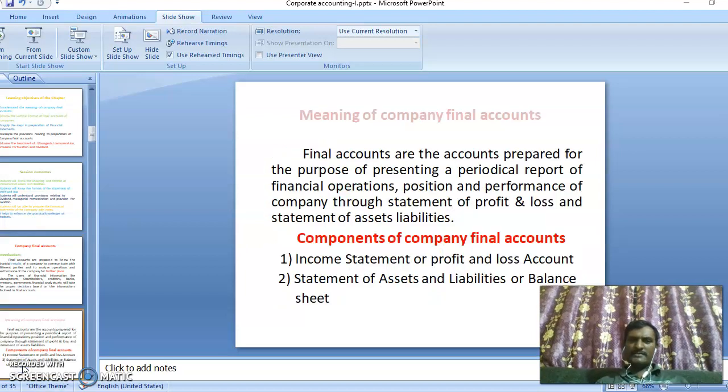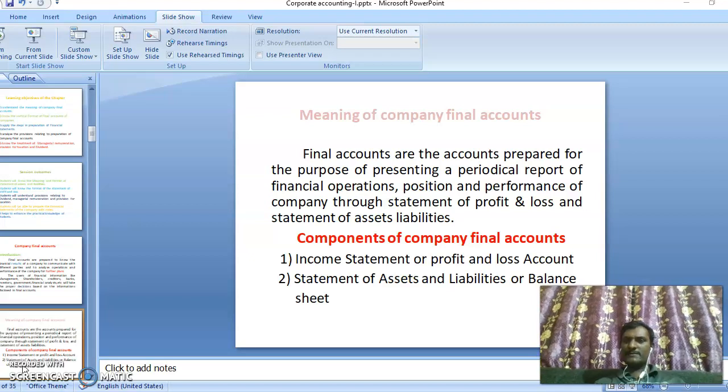My dear students, now I would like to throw some light on the meaning of company final accounts. Final accounts are the accounts prepared for the purpose of presenting a periodical report of the financial operations, position and performance of the company through the statement of profit and loss and the statement of assets and liabilities.